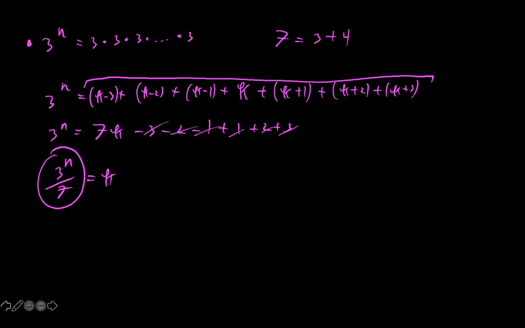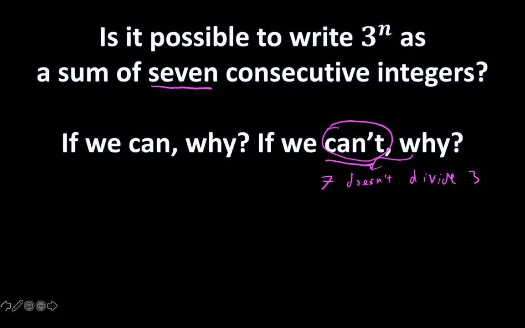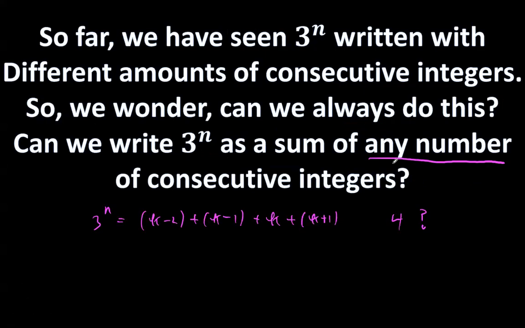Okay, so here's something else that's very natural and common to do in math. We had a statement, we wondered if it was true. It wasn't. We can't write 3 to the n as a sum of 7 consecutive integers. So more generally, we cannot write 3 to the n as a sum of any number of consecutive integers. The answer is no. But as a mathematician, I want to know all things that are true.